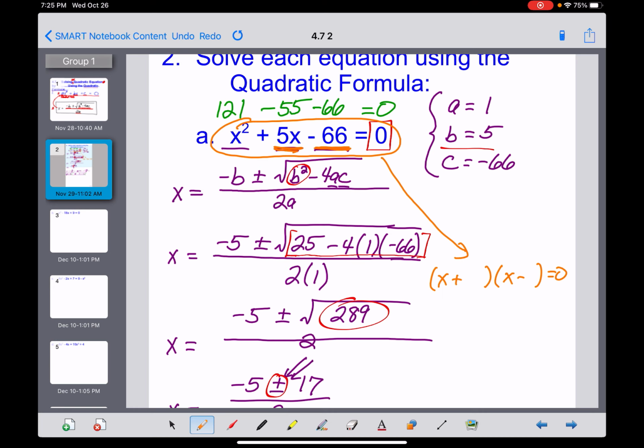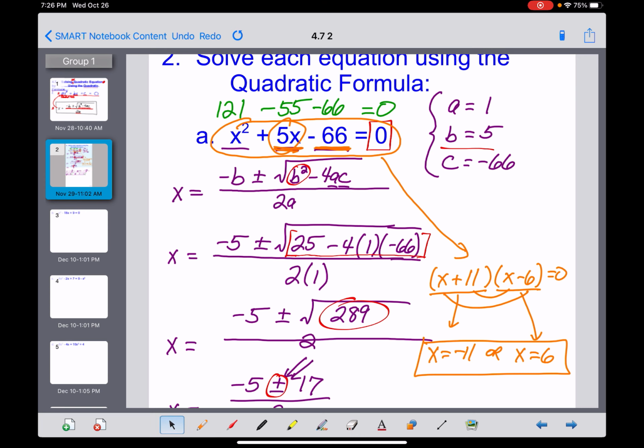Since the signs are different, that means they have to subtract to 5. Positive 11 and negative 6 will work there. Here we get a negative 6x and a plus 11x. That's the plus 5x that we needed in the middle. So what solution do we get right here? You set x plus 11 equal to 0 and get x equals negative 11. Or right here, you set x minus 6 equal to 0 and get x equals positive 6.